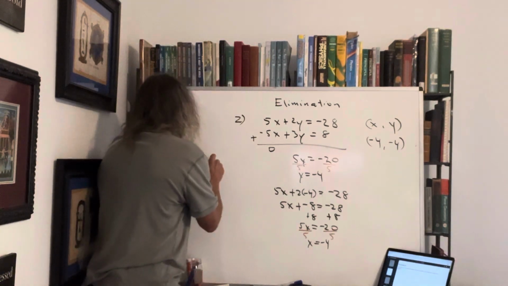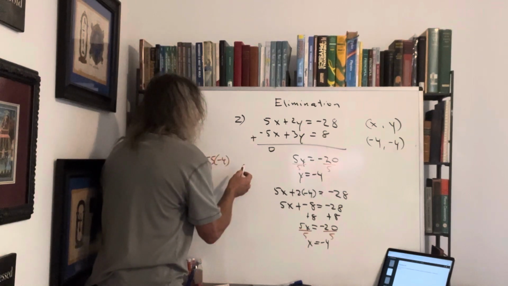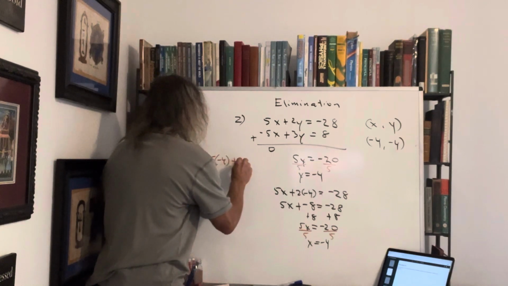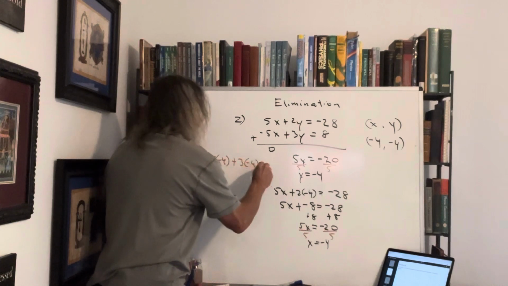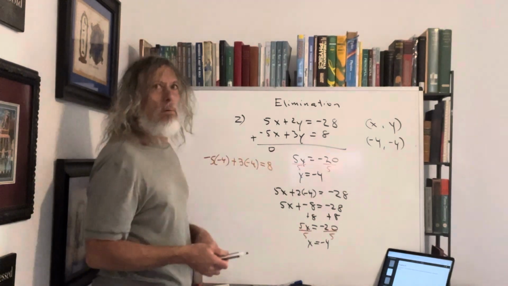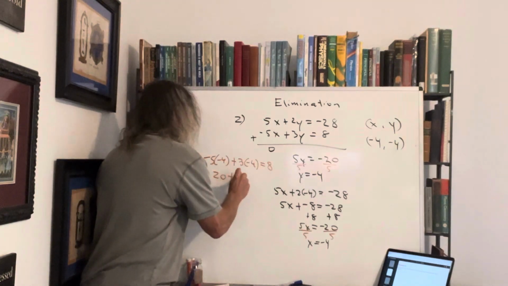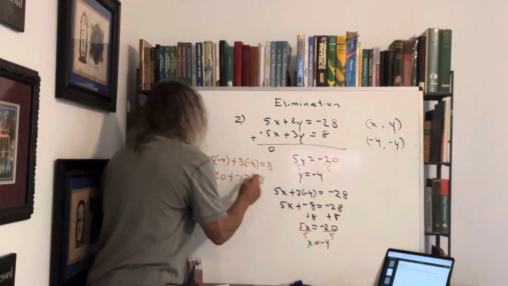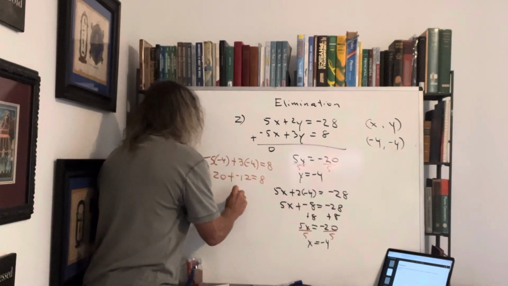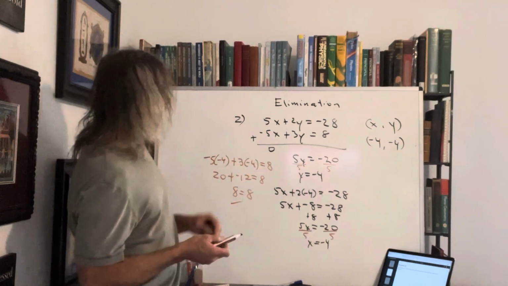Negative 5, negative 4, plus 3, negative 4, it's supposed to equal 8. And so 20 plus negative 12 is 8. 8 equals 8. Check. So it works in both equations.